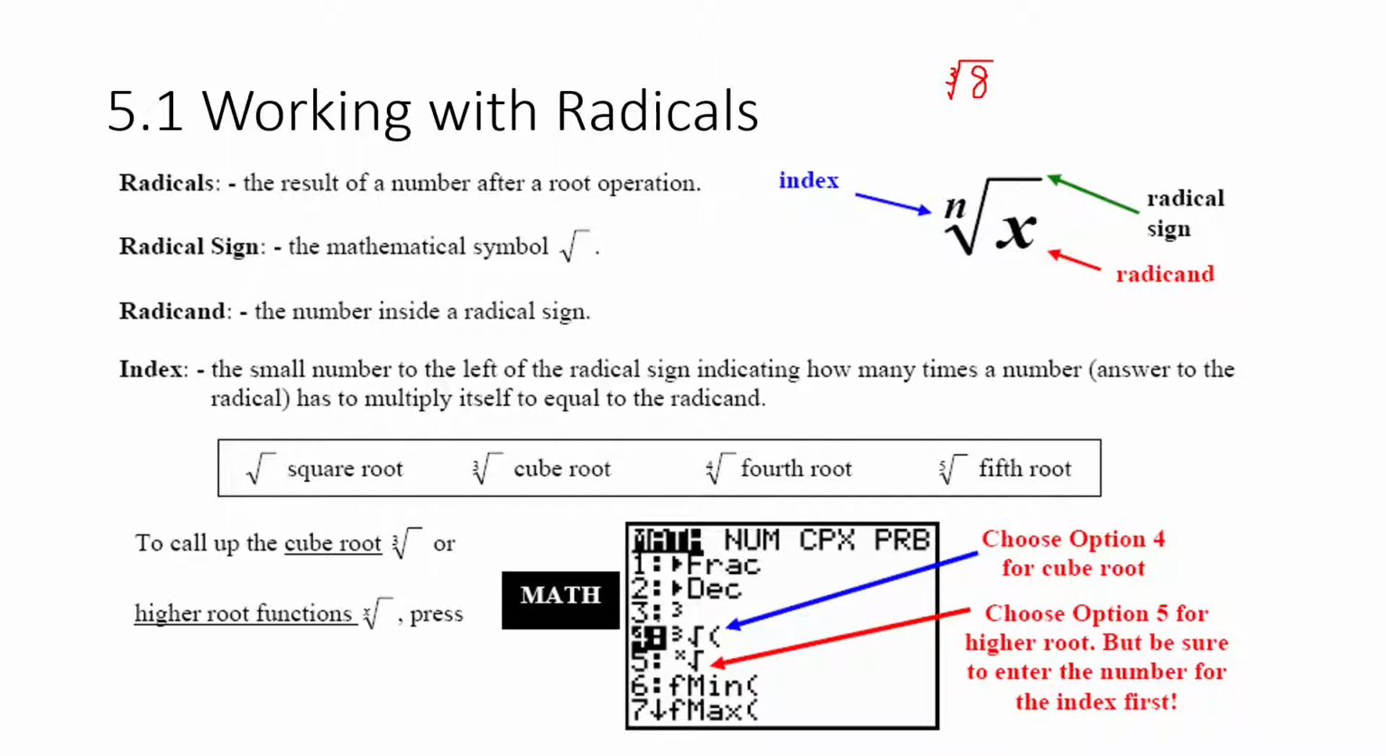In the TI-83, if you need to use a third root or even a higher root, you press the math button on the TI calculators, and it'll bring up this menu, and this is what you'll use for a third root. And if you need to use a higher root, you need to put in the number first. So if you're doing the 5th root of, say, 32, you would type 5 first, and then you press math and open up this function. You press OK on this one, and then you'll put in the radicand, what you're trying to take to the 5th root.